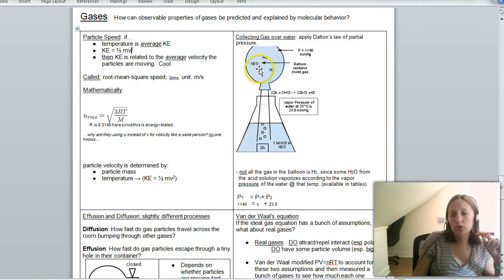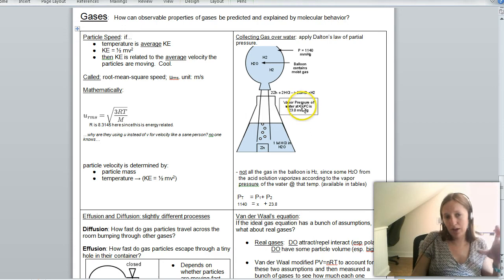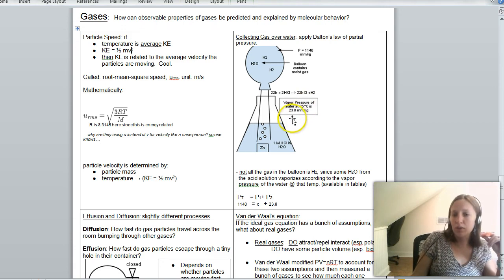So when you're doing your calculations based on an experiment like this, collecting gas over water, you have to subtract off the contribution made by the moisture. And there's a little table that tells you what the vapor pressure of water at particular temperatures is. Let's say this experiment is taking place at room temperature, so 25 degrees Celsius. You check the table and it says that at 25 degrees Celsius, the vapor pressure of water, which is the pressure that you're going to get of it evaporating off, is 23.8 millimeters of mercury.